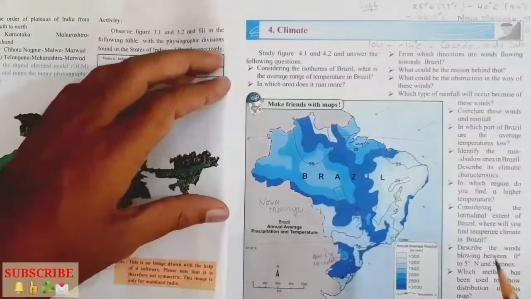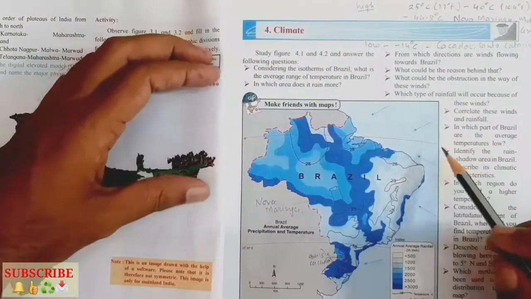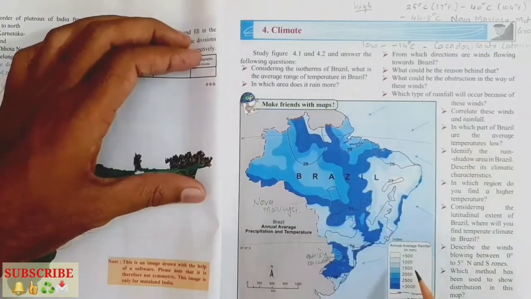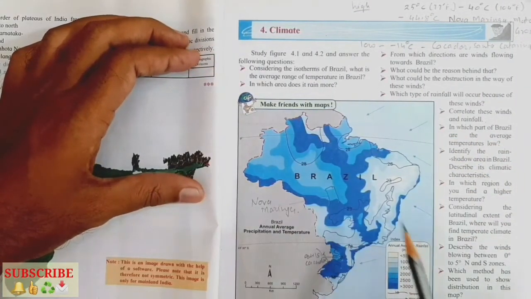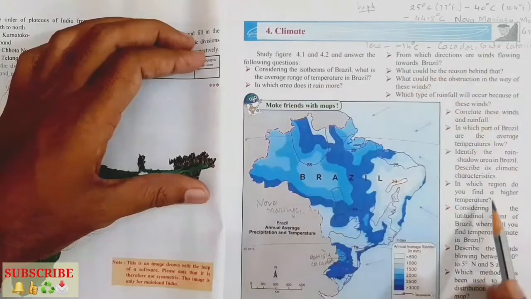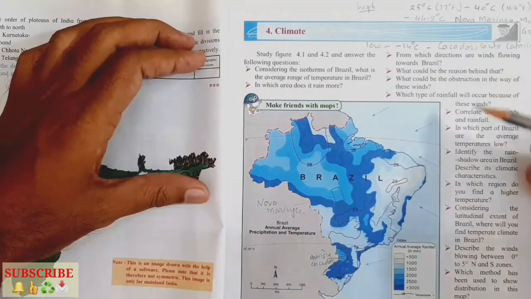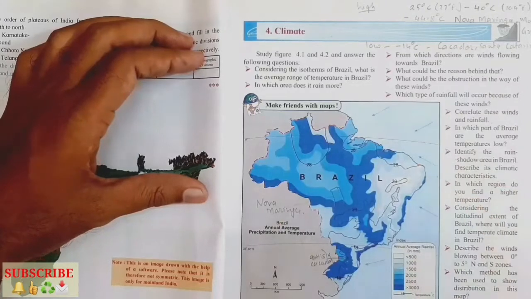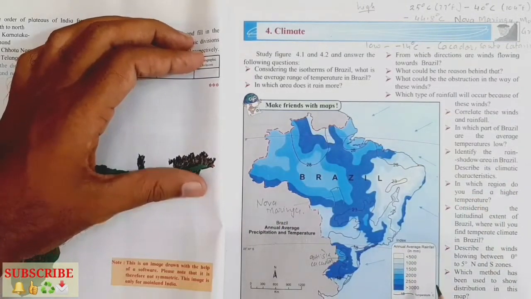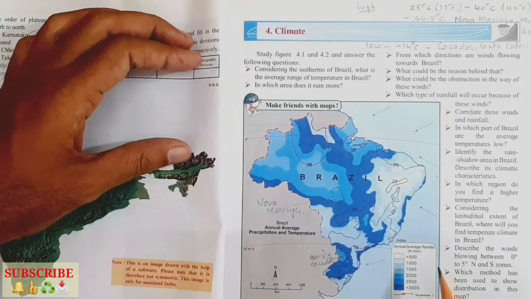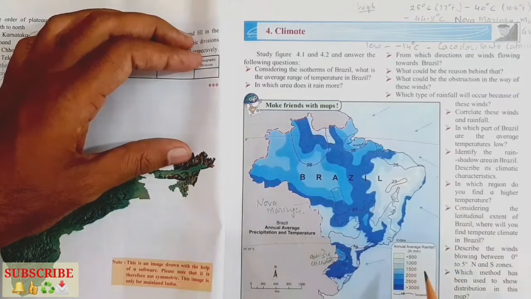So students, let's learn. First of all, let's try to understand this map of climate. Afterward, let's try to find the answers to these questions which are all based on this map. Whenever you are going to write the answers to questions based on the map, first of all you need to understand this index, because on the basis of this index only will you be able to answer the questions properly.